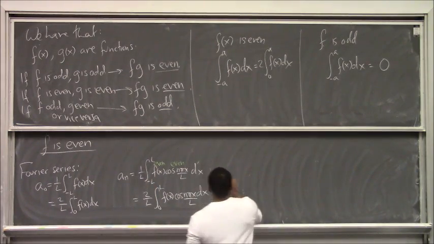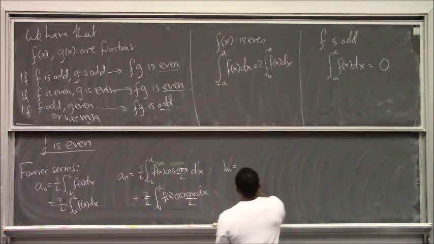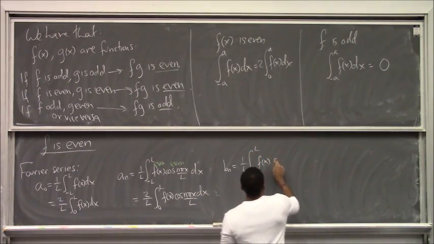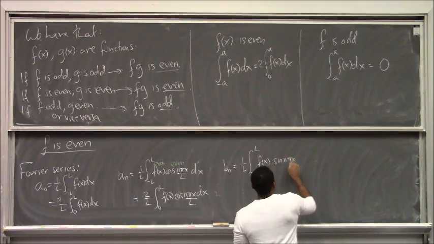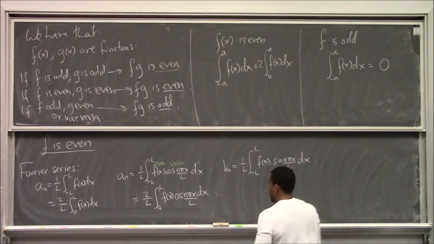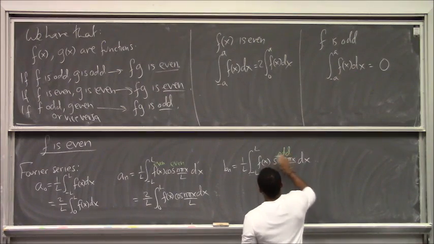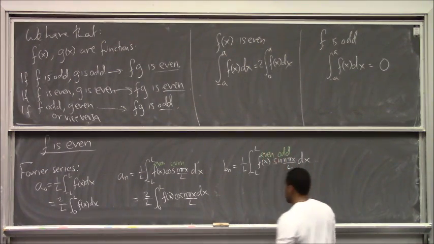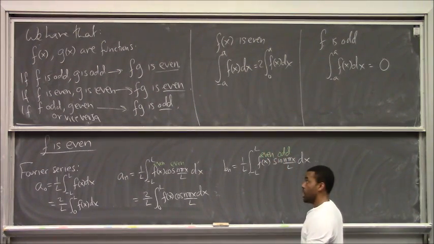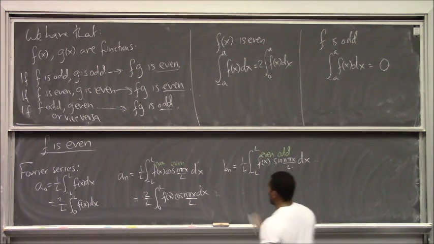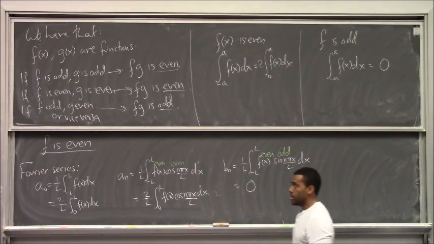Okay. Now, what about the bn? Well, that would be 1 over L times the integral from minus L to L of f of x times sine of n pi x over L. Now, sine is an odd function and f is an even function, which means the product is odd. And I'm integrating from minus L to L. What's the answer going to be? They're all going to be 0.